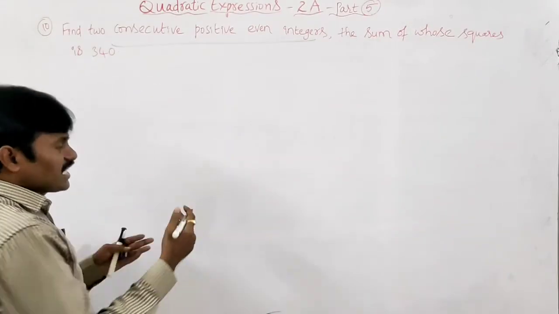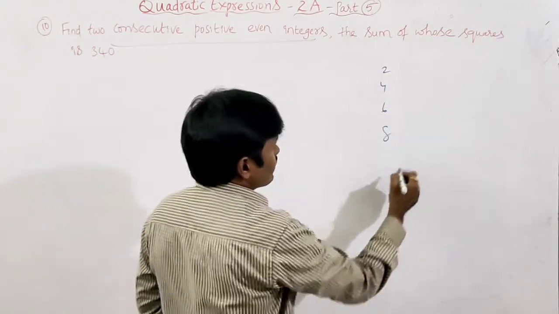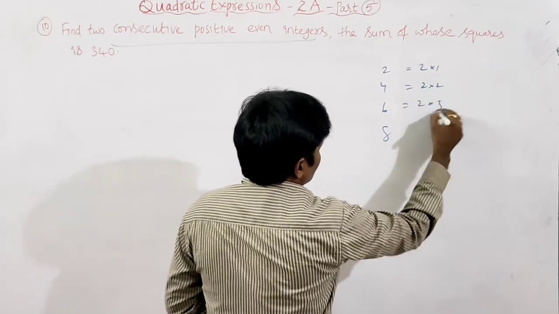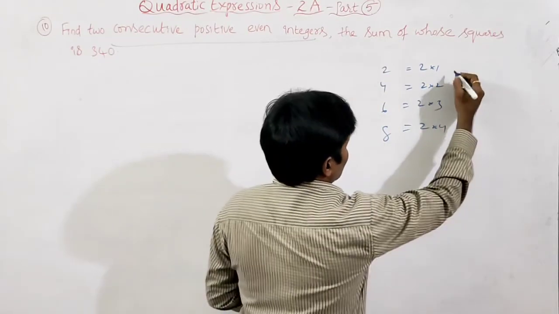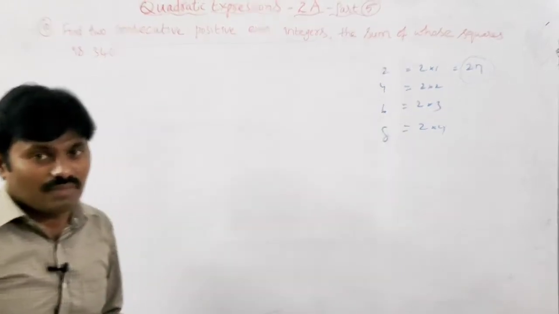So what is the general form of an even number? Even numbers are 2, 4, 6, 8. This can be written as 2 into 1, 2 into 2, 2 into 3, 2 into 4 like this. So if n is a natural number, then we can write it in the form 2n, where n is a natural number.